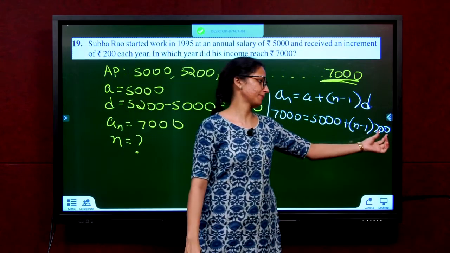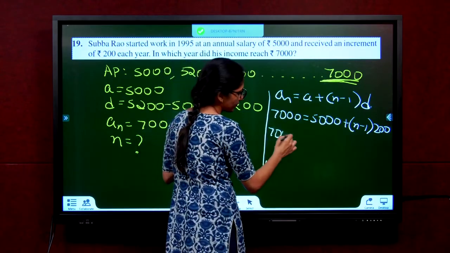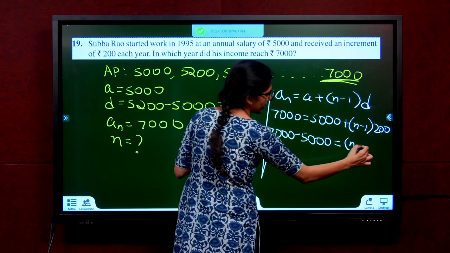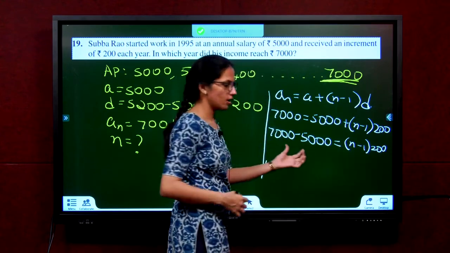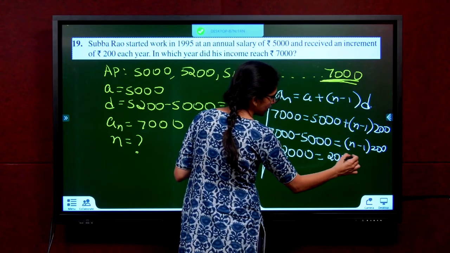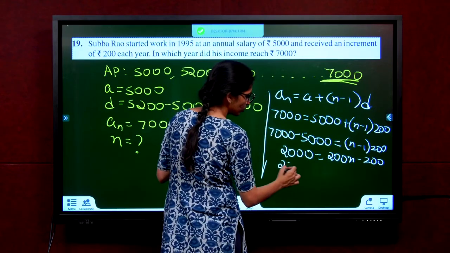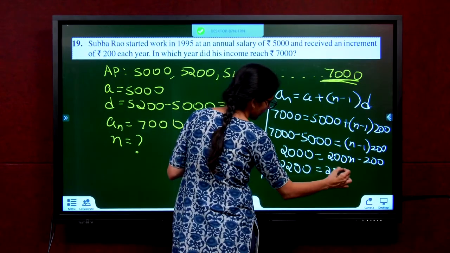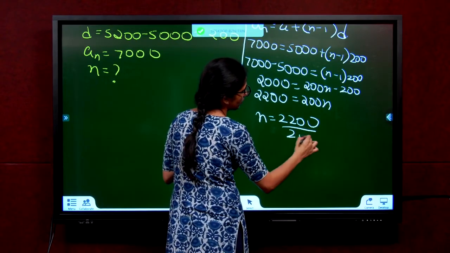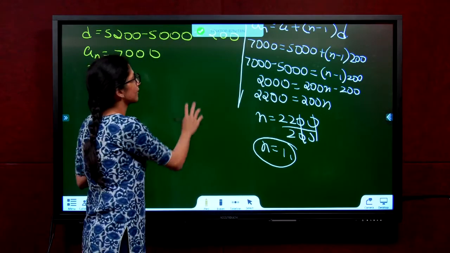See, every time I was opening brackets, 200 into N, 200 minus 1, same method. But here I will send 5,000 this side. Look here. I am changing my method. It's still the same. I am not violating any rule. N minus 1 into 200. 7,000 minus 5,000, 2,000 is equal to 200 N minus 200. Bring the minus 200 this side, plus 200. 2,200 is equal to 200 N. What is N? 2,200 divided by 200. Cancel, cancel. N equals 11. That means in the 11th year he will get 7,000 rupees.